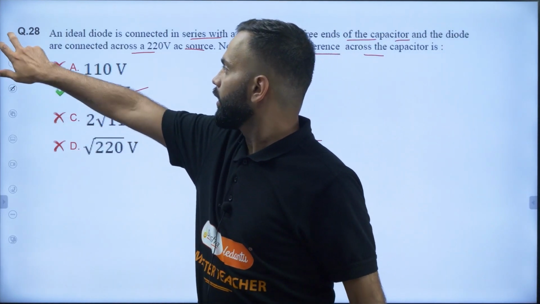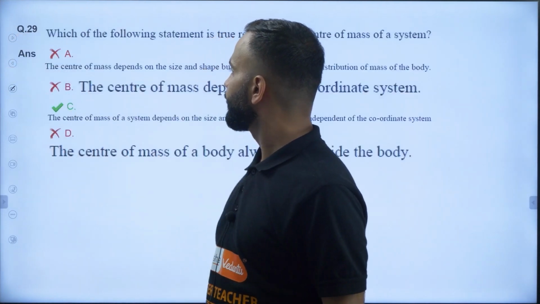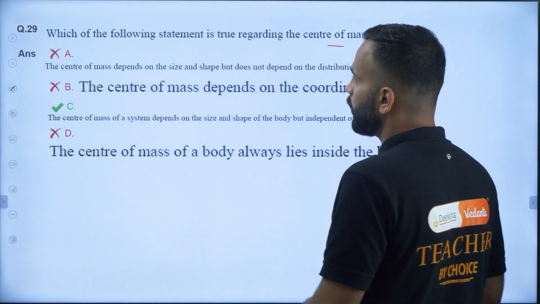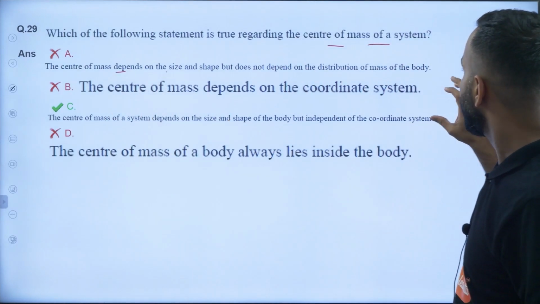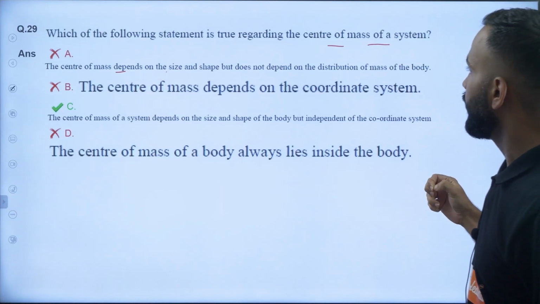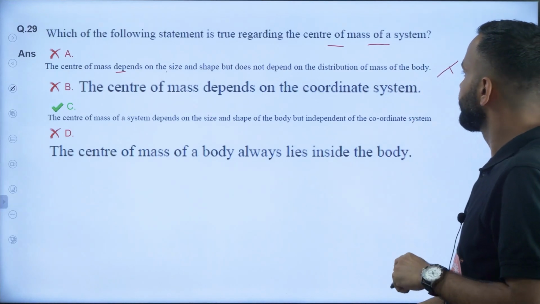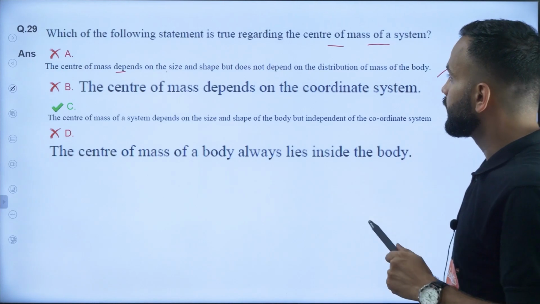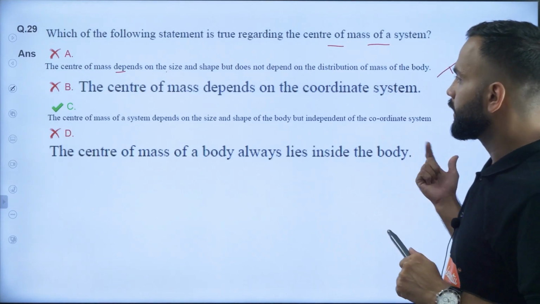Next question, question number 29. Which of the following statements is true regarding center of mass of the system? Let's check. Option A, the center of mass depends on the size and shape but does not depend on the distribution of mass of the body. This statement is false, right? This statement is wrong.